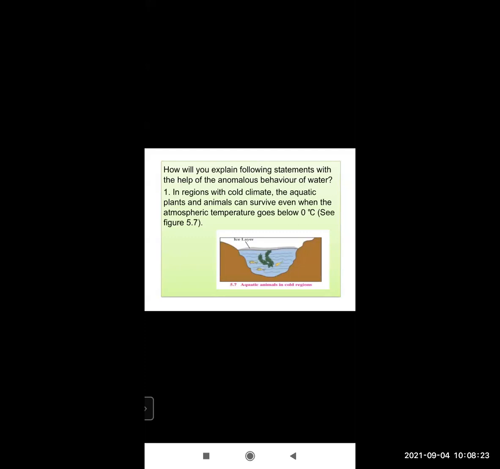Now see what is the first question. These questions can be asked for the due reason. In regions with cold climate, the aquatic plants and animals can survive even when atmospheric temperature goes below 0 degrees Celsius. So the figure is given, figure 5.7. Clear? So what is our question?